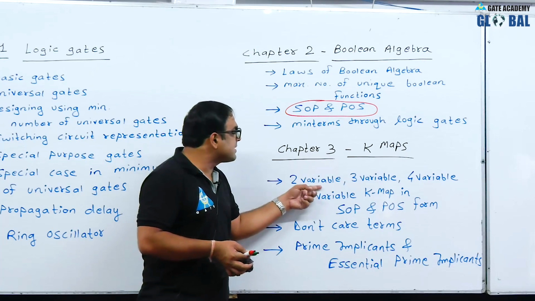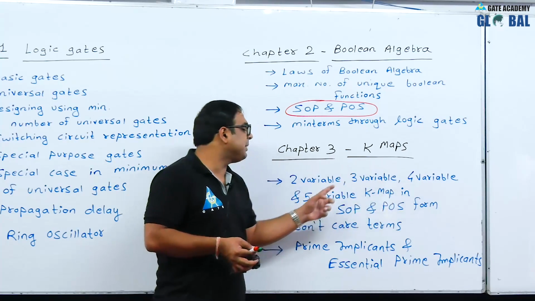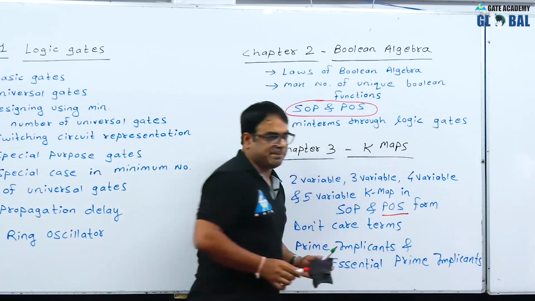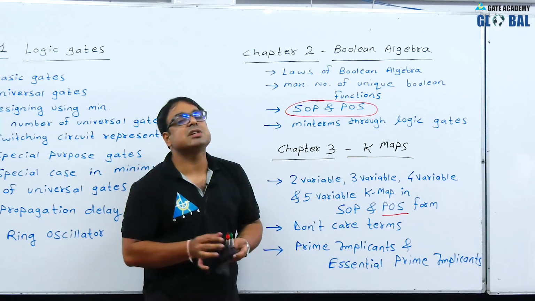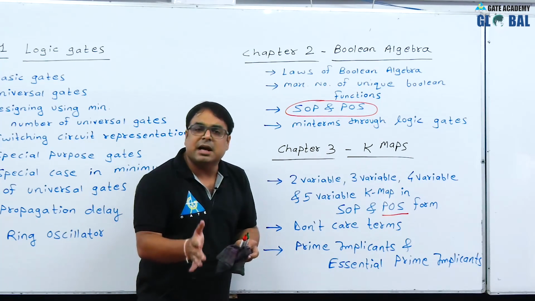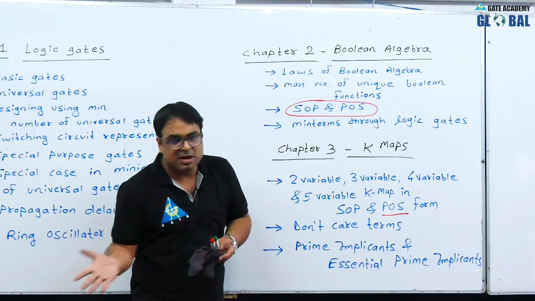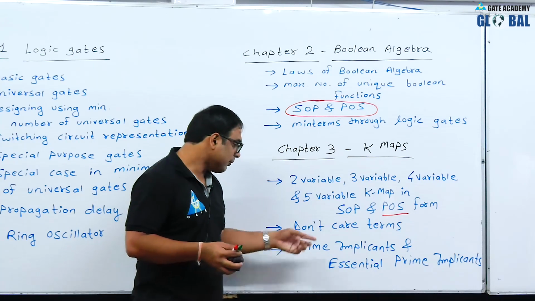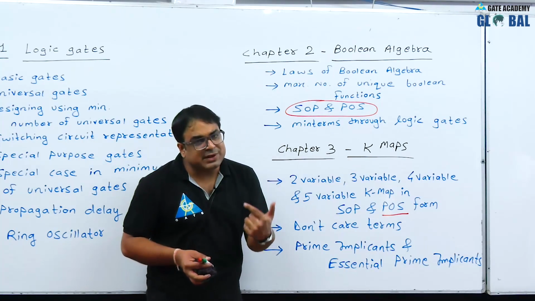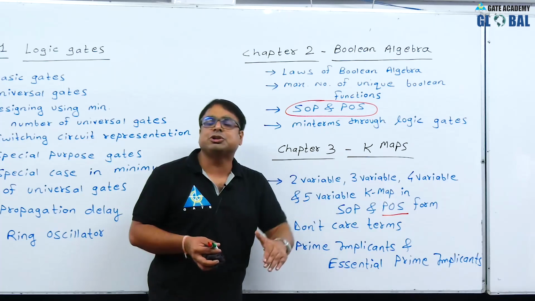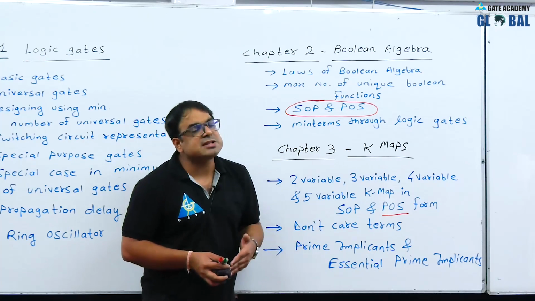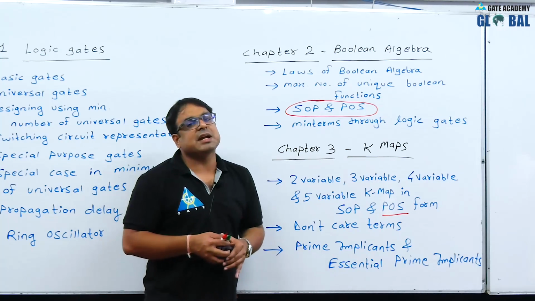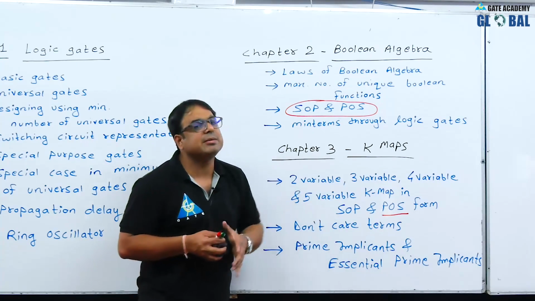In K-maps, we will be discussing 2 variable, 3 variable, 4 variable and 5 variable K-maps, and very importantly in POS format as well. In university, maybe you must have concentrated on SOP, but for the GATE exam, you need to concentrate on POS as well. So equal importance we will be giving to POS K-maps as well. In don't care terms, it is very simple how you solve the questions of don't care, but I have tried to justify how that minimization happens, or you can say the significance of don't care terms, I have tried to justify in my video course.